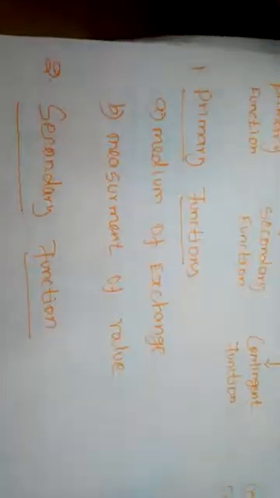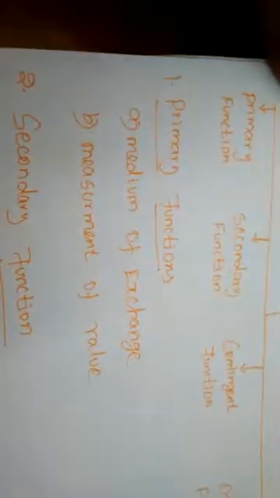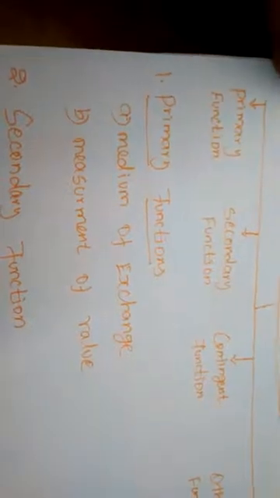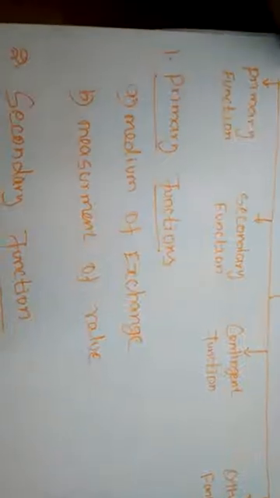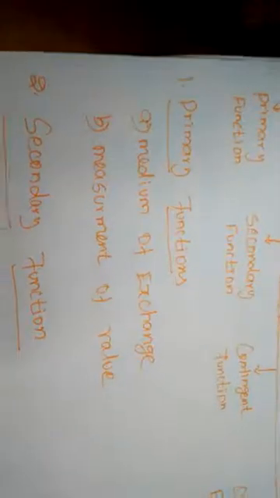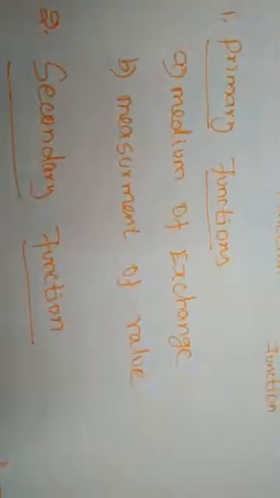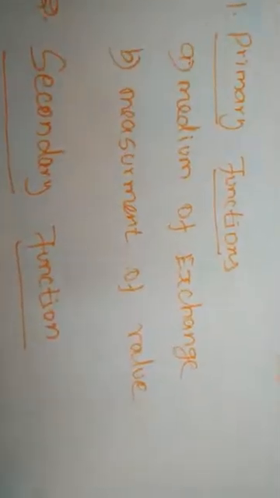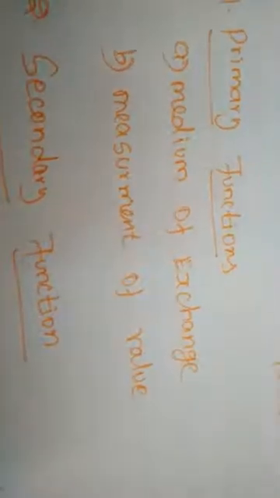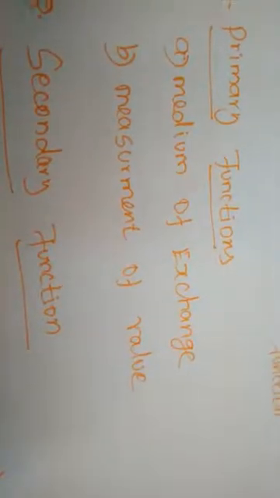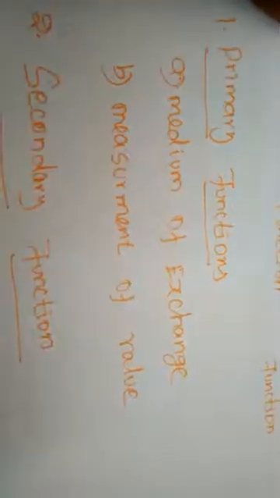First we will see the primary function. The primary functions are also divided into two types: medium of exchange and measurement of value. First is medium of exchange, next is measurement of value. First, medium of exchange. How does money act as a medium of exchange?